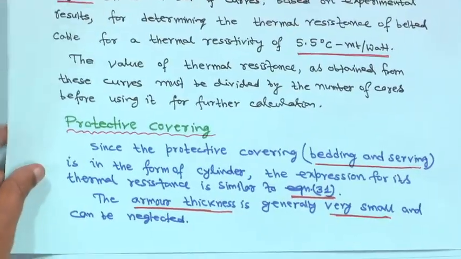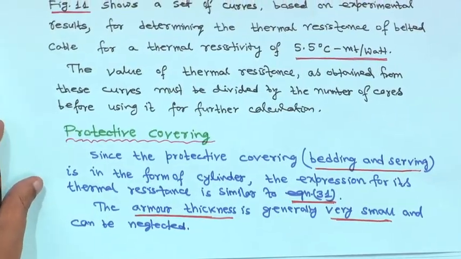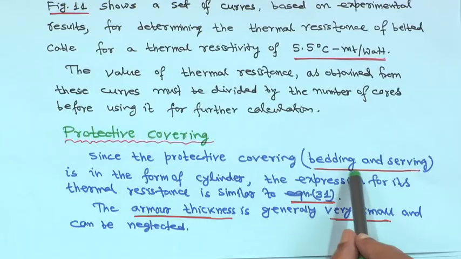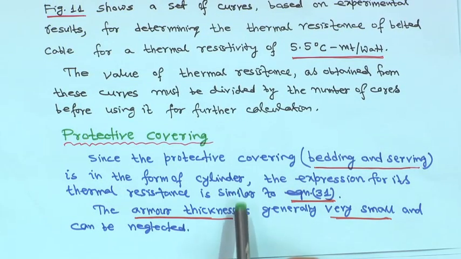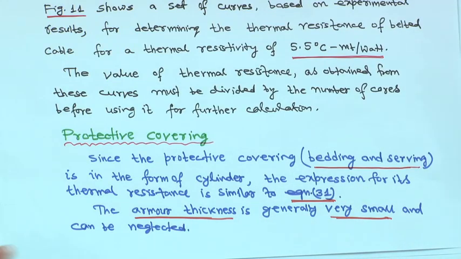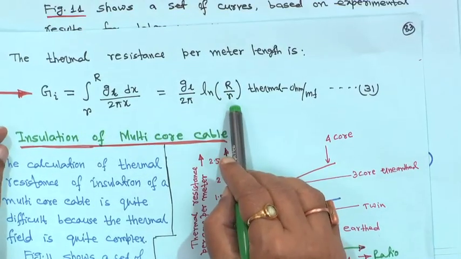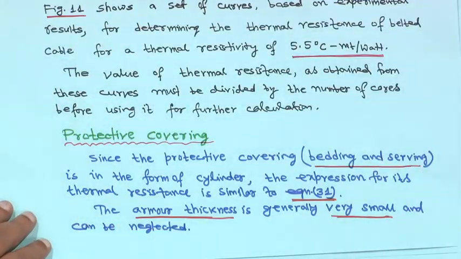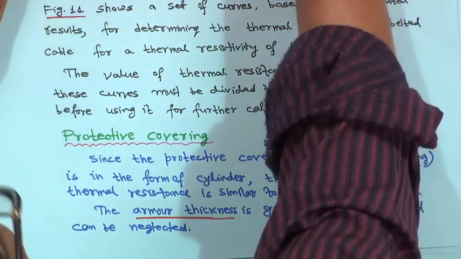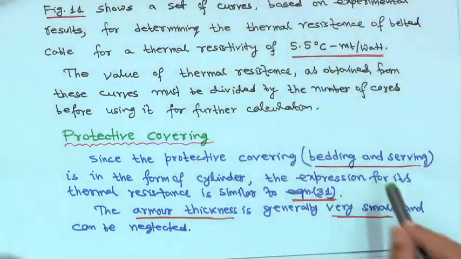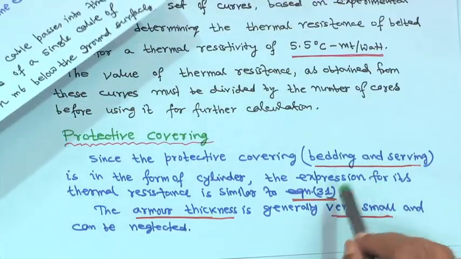So, now the protective covering. Since the protective covering, which is the bedding and serving of the cable, is in the form of a cylinder, the expression for its thermal resistance is similar to equation 31. In that case the armor thickness is generally very small and can be neglected. So, we have neglected the armor thickness, otherwise it is similar to that.